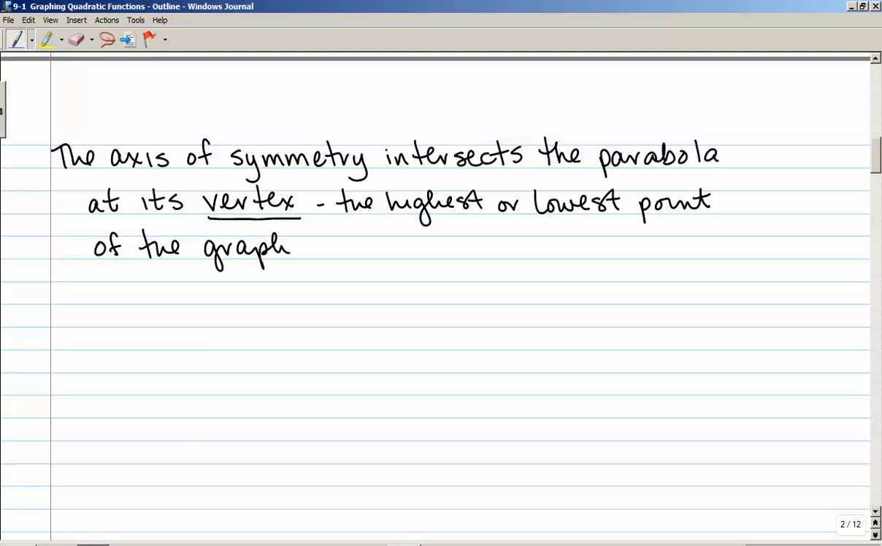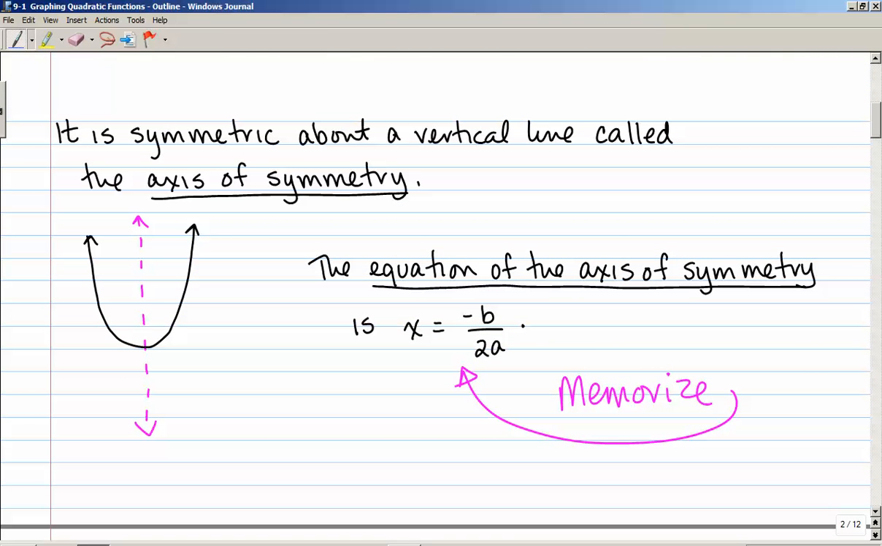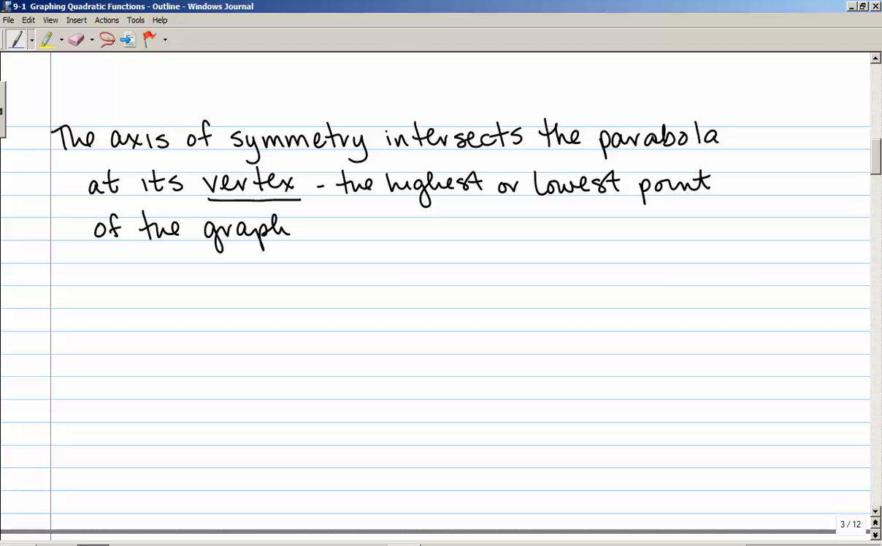The axis of symmetry intersects the parabola at its vertex, and that is the highest or lowest point of the graph. So let's take a look at this one back here. In black I have my parabola, my quadratic function. Pink is my axis of symmetry, so this point right here is going to be my vertex. And your vertex is either going to be the highest or the lowest point of the graph.